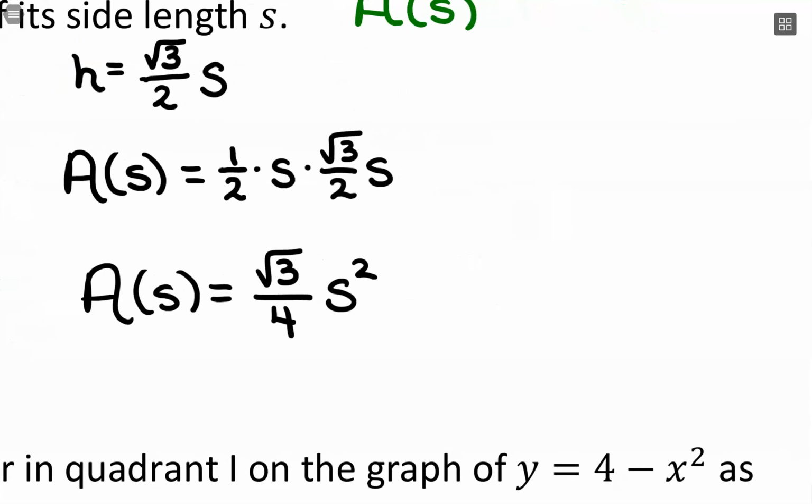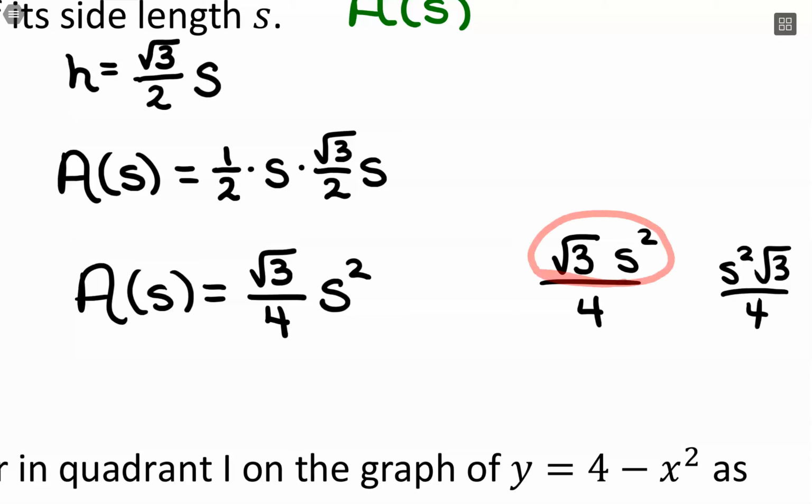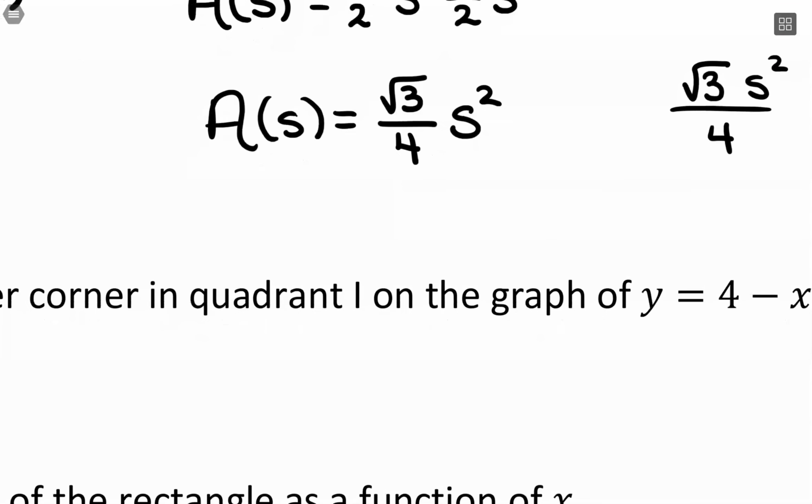You might have ended up with a different format here, like maybe you had root 3 s squared over 4, or maybe even s squared root 3 over 4, that's even better. All of those are going to be the same. Just be cautious of this format here, root 3 times s squared, and make sure your radical doesn't wander too far. Sometimes with the root at the beginning, it can go too far and capture more than is actually included.